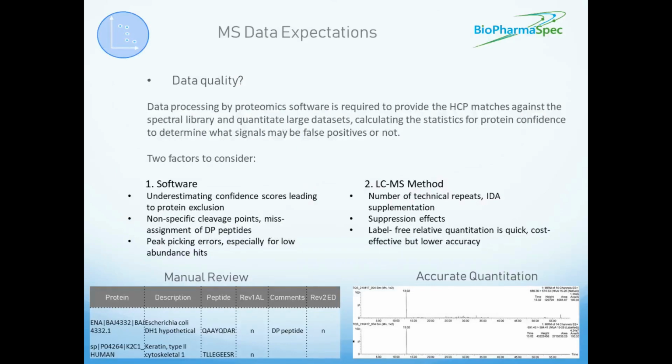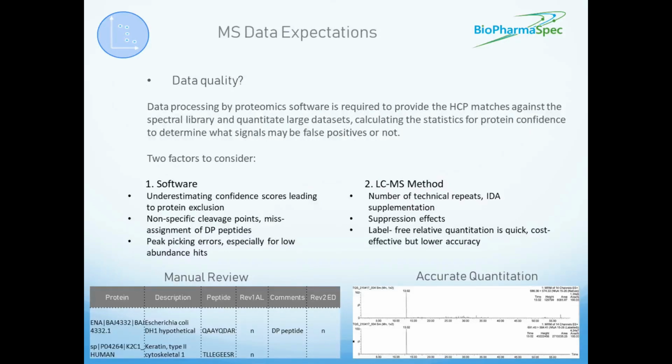So the final stage of the analysis is the data review, and we want to highlight what expectations to bear in mind once you have produced your HCP results. It's important to know how the nature of the methods employed are linked to the data output, and there are 2 factors in particular that we feel should be noted when you're drawing conclusions about your sample data, and these are the software limitations and the LC-MS method setup.